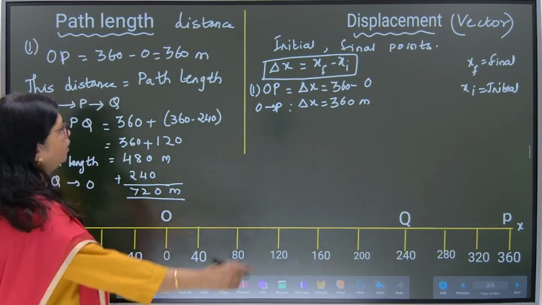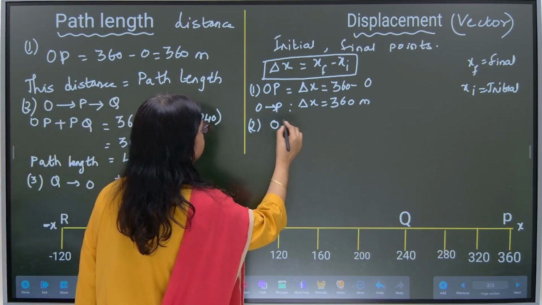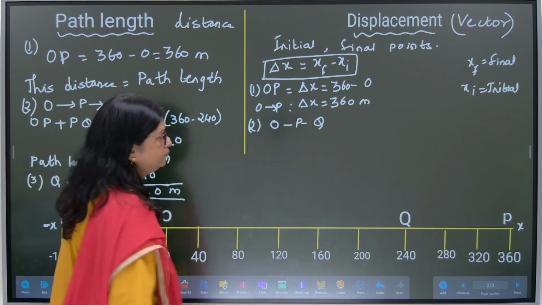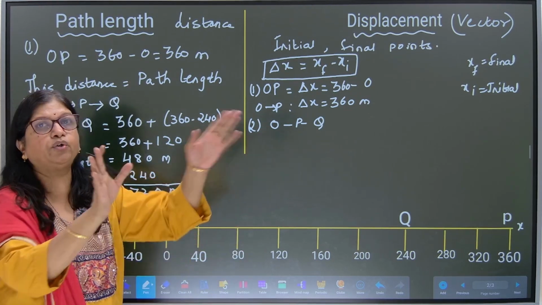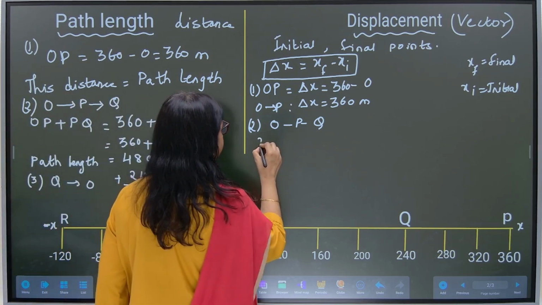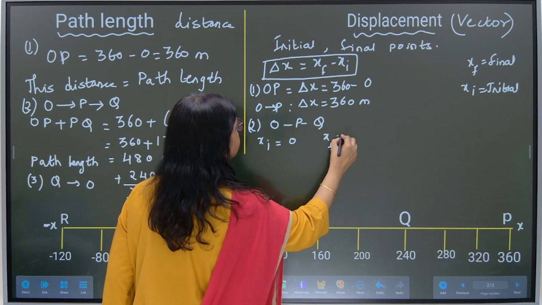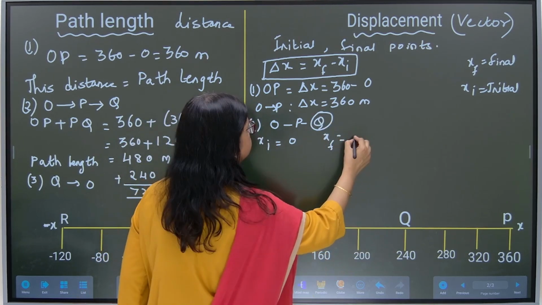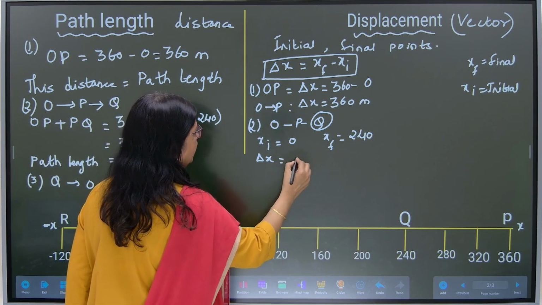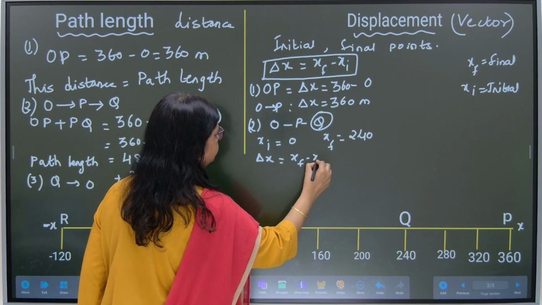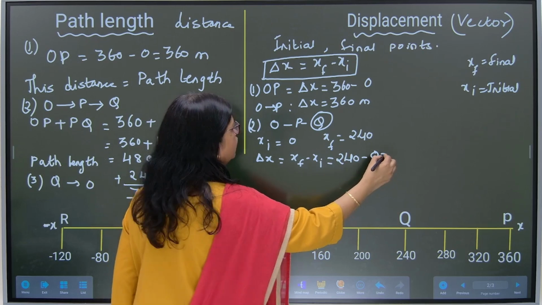Fine? Okay. So now let us go to the second example. What is the second example? The body is going from O to P to Q. Correct? Now the body started from O and it has ended at Q. So what is its xi? 0. What is its xf, its final position? Q. So what is Q? Q is 240. So what is my answer here? Delta x, xf minus xi, which is equal to 240 minus 0, which is 240 meters.